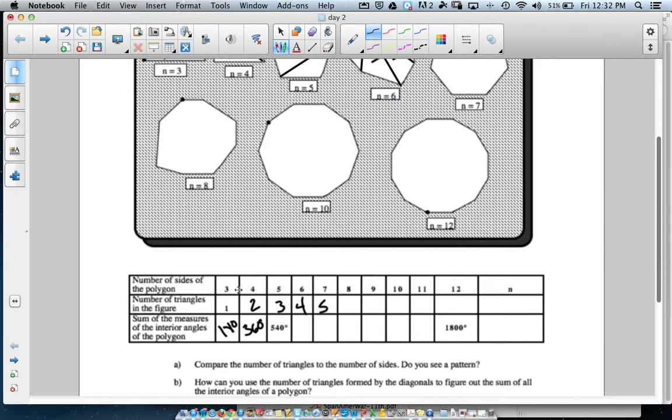If we look at our pattern, we have 3 and a 1, a difference of 2. We have a 4 and a 2, which is a difference of 2. We have 5 and a 3, a difference of 2. So we can say that the number of triangles is n minus 2.